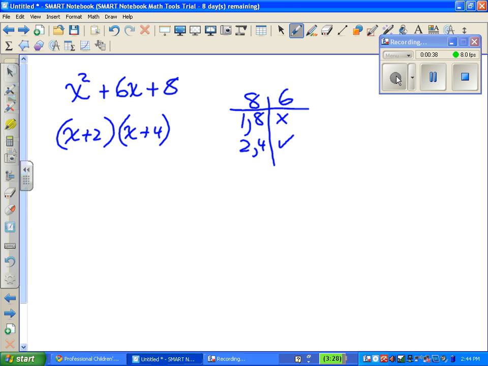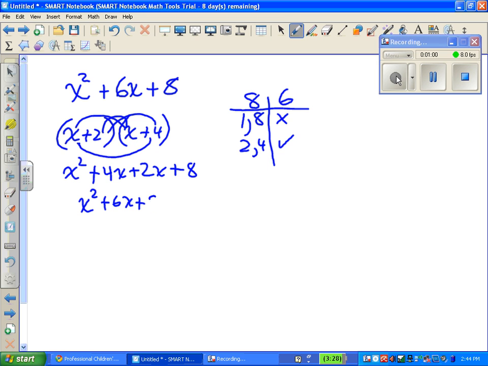If we multiply that back, we get x squared plus 4x plus 2x plus 8, which simplifies to x squared plus 6x plus 8, and that's what we started with.